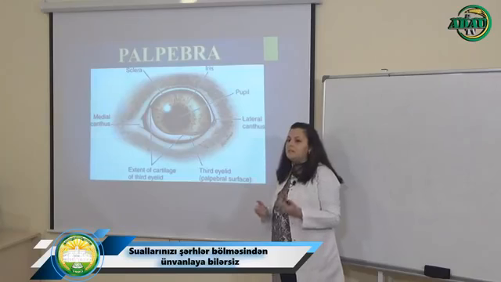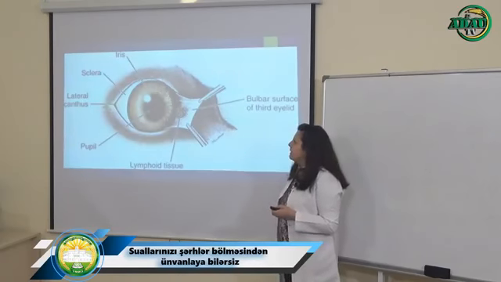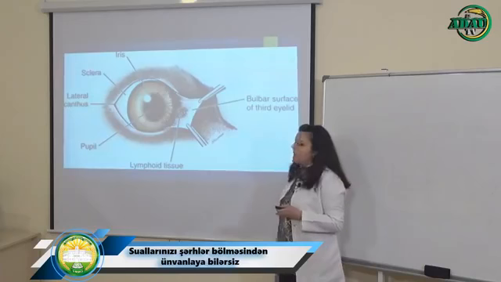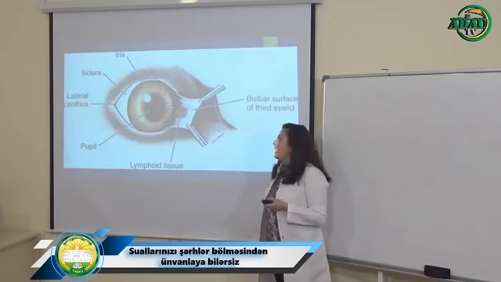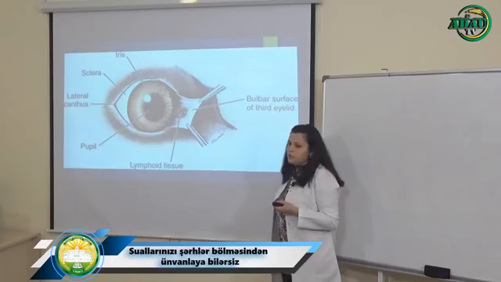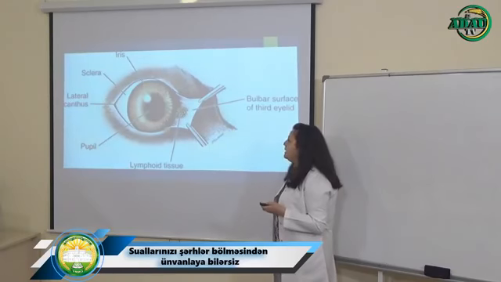The internal part is covered by the mucus, the conjunctiva, the palpebral conjunctiva, and the internal part of the palpebra is made by muscular fibrous tissue. There are muscles and fibrous tissue. So there's tarsal cartilage, which is called the tarsal cartilage of the palpebra.